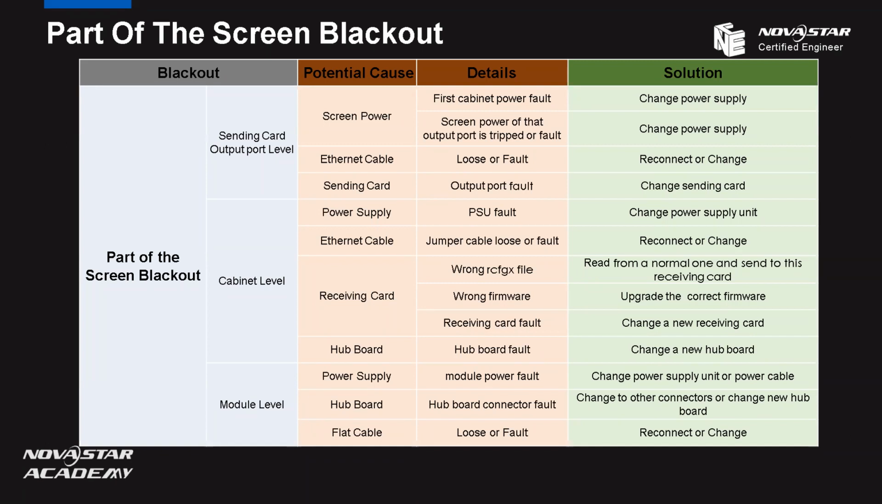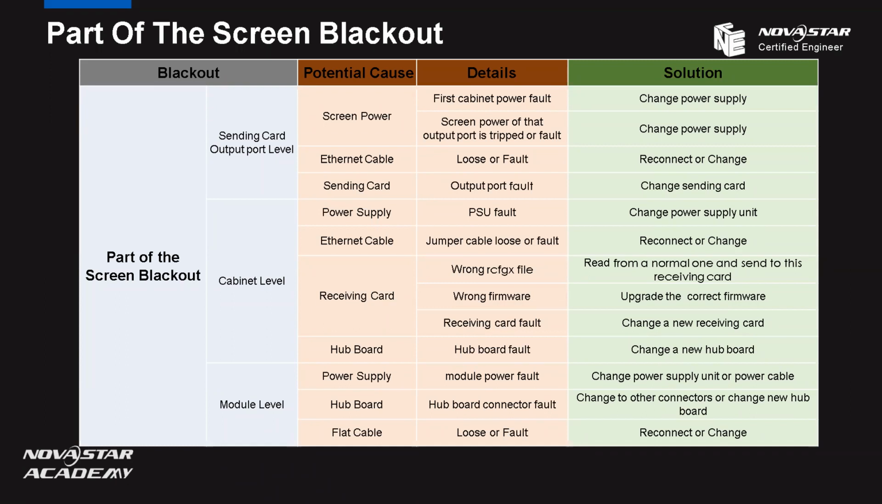The last type is the module level. On the module level, we still need to check the power first. And second, go to the hub board. We need to make sure the hub board connector is working perfectly. And the last one is the flat cable. Make sure it is well connected, not loose, not faulty. So these are all of the potential causes for part of a screen blackout issue and the corresponding solutions.